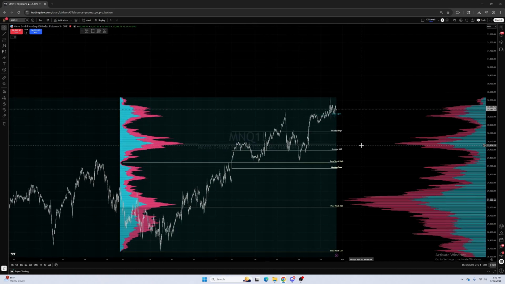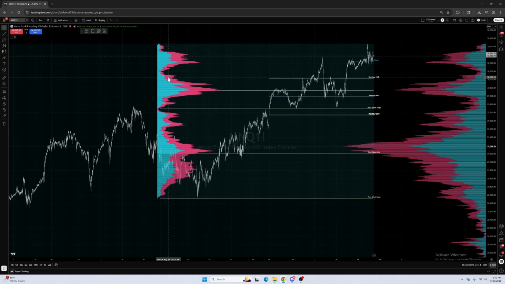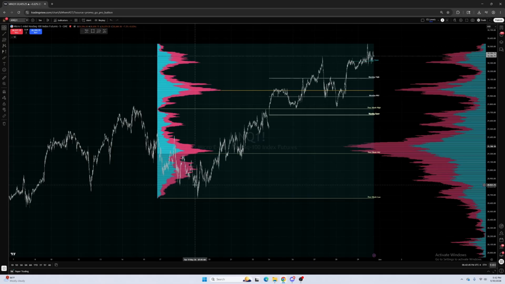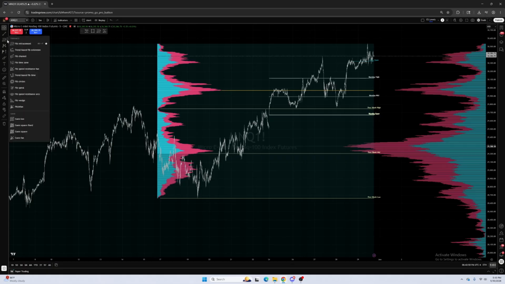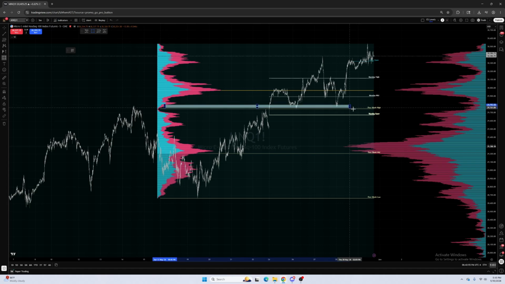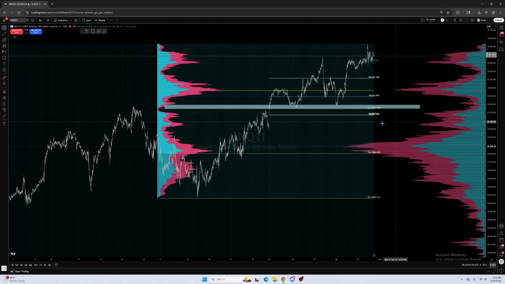Okay, so let's practice how we would use this, right? Visually, you can see a high volume node. You can also see the point of control. Let me change the color of the point of control. Okay, the yellow line is going to be the point of control. You see how this range was rejecting this point of control multiple times, and it came back into a low volume node. And this low volume node held, and we rejected higher off of it, right?